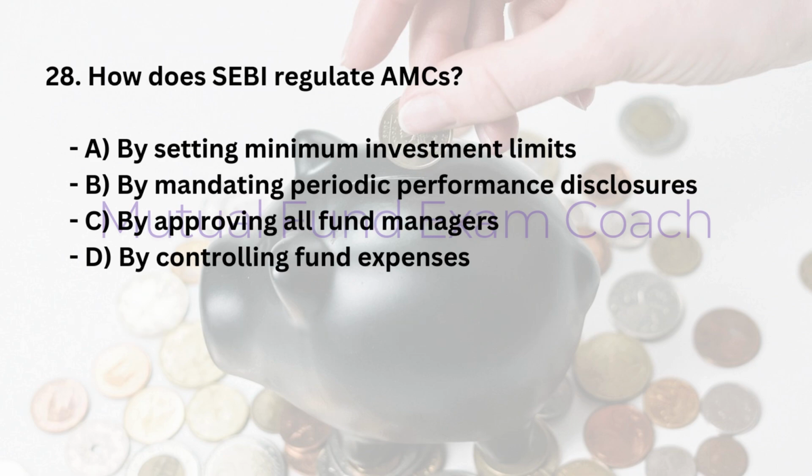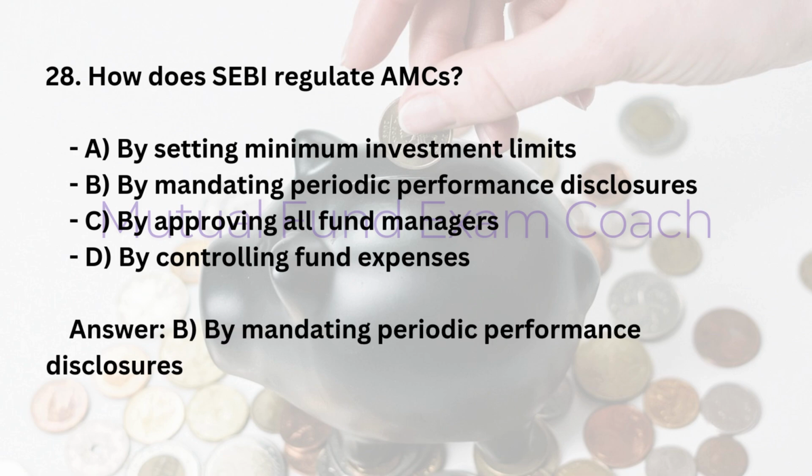28. How does SEBI regulate AMCs? A. By setting minimum investment limits. B. By mandating periodic performance disclosures. C. By approving all fund managers. D. By controlling fund expenses. Answer: B. By mandating periodic performance disclosures.